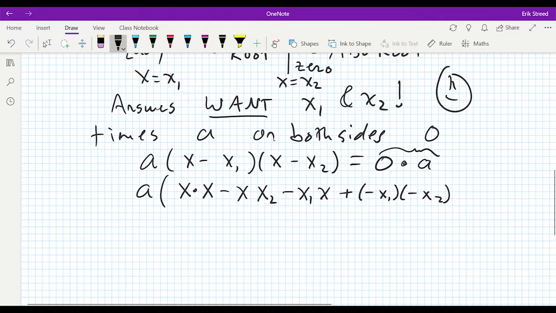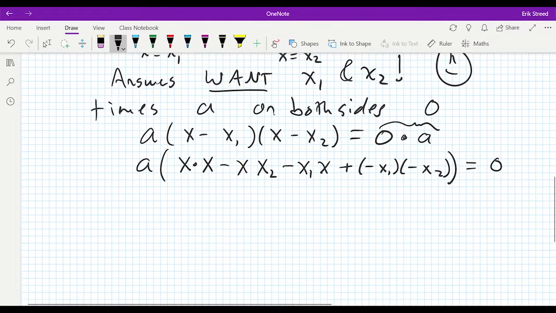Those two negatives are going to cancel out, and we're going to get positive x1 times x2. Put another parentheses, and we know that this is equal to 0. So let's simplify this out. We've got x squared, and here we've got x1 times x, and here we've got x2 times x, and here we've got x1 times x. So there's a common factor of x there. So I'm going to write this as x1 plus x2 times x, and then we've got plus x1 x2.